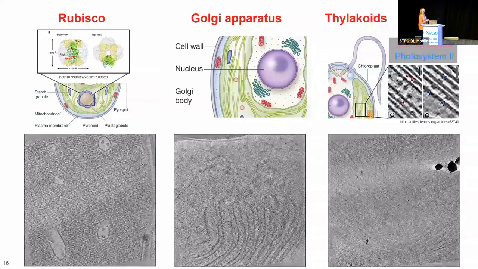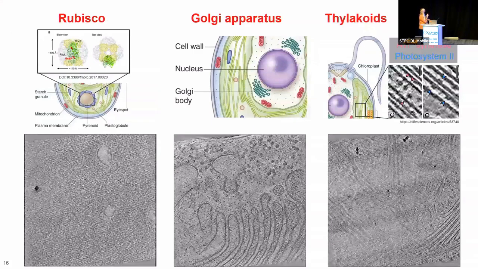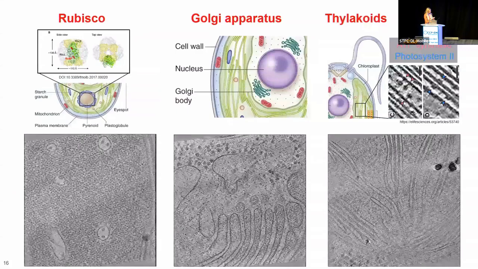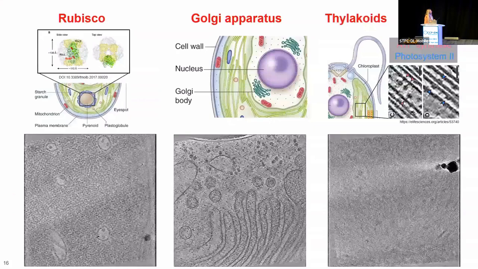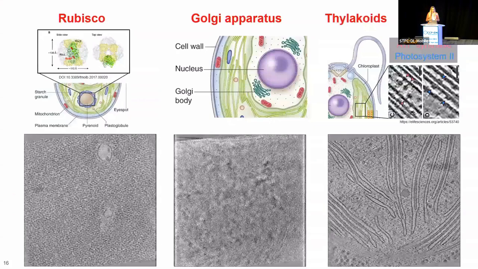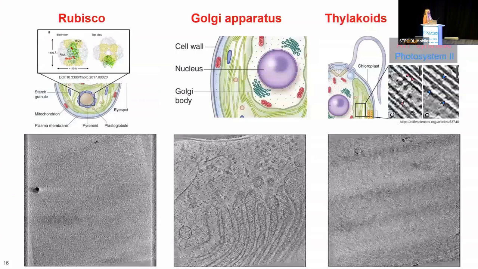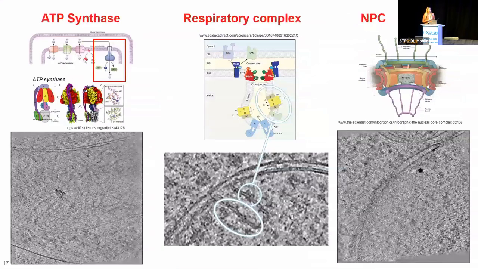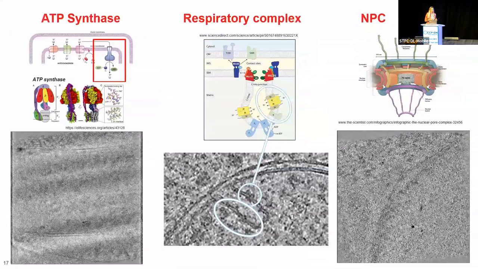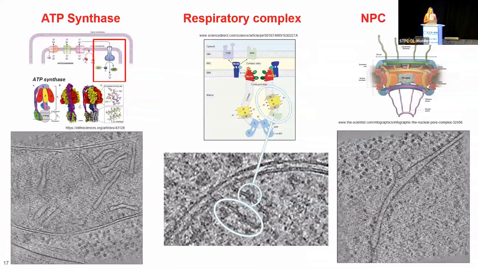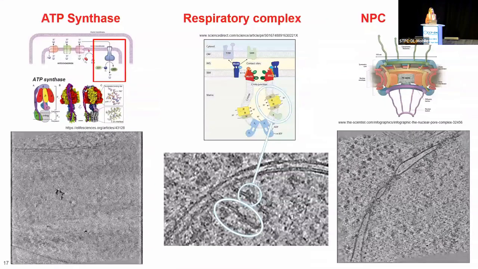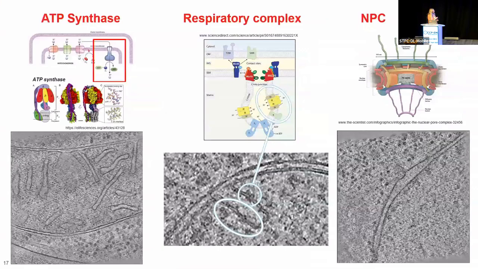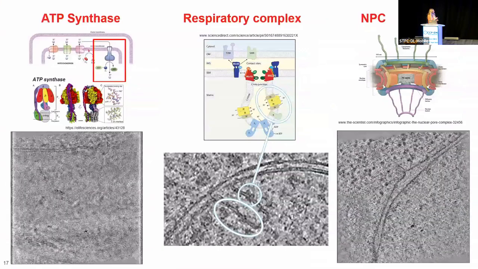So on the left, we can see this really tightly packed pyrenoid full of Rubisco molecules. In the middle, there's a Golgi apparatus visible, and on the right, thylakoids, part of the photosynthetic part of a cell. And then in the next slide, there are 2 examples from mitochondria. So we see all these membranes inside the mitochondria that are decorated with ATP synthase and respiratory complex. And on the right, if we wait for the right slice, there are nuclear pore complexes visible.